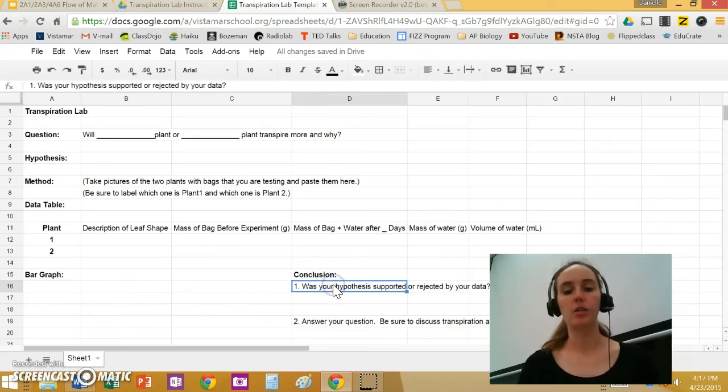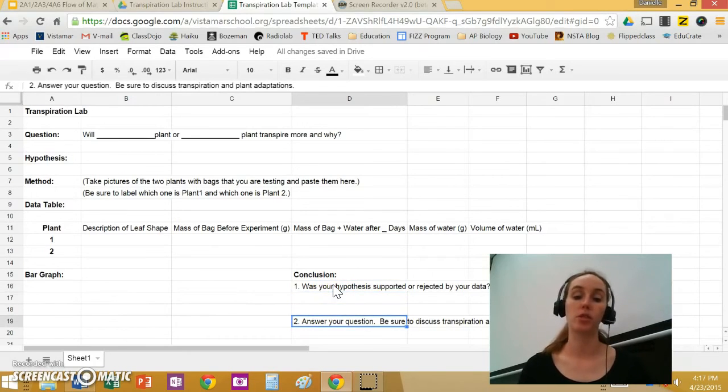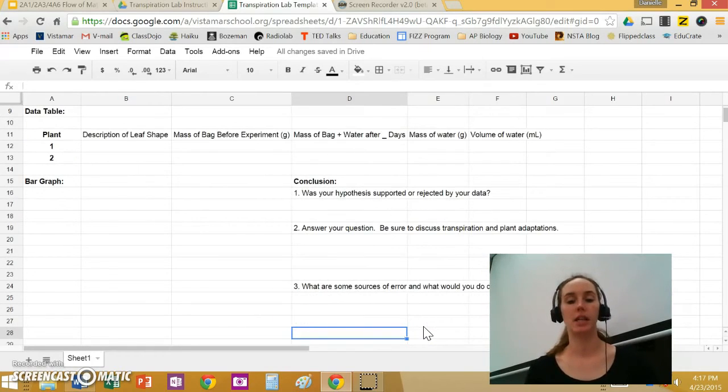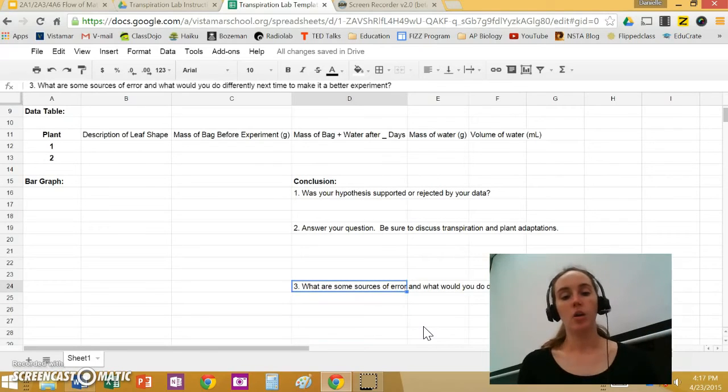Simple. Okay, and then the conclusion: was their hypothesis supported or rejected by your data? They need to actually answer their question. The sunny one transpired more because, and discuss transpiration and discuss how that plant is adapted or not. And then I also have them say, since this is a kind of rough around the edges experiment, what are some sources of error and what might you do differently next time?